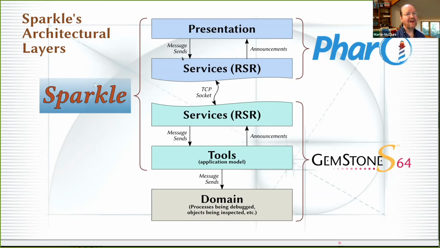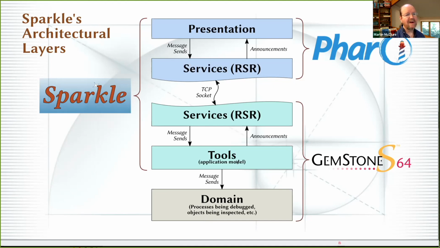So the presentation layer talks to the services layer. The services layer is RSR services, and they are split across the Pharo 9 and the GemStone server, but they're considered a single layer in the architecture because the objects are replicated. And then that talks to the tools layer. And the tools layer is sort of what you might consider the application model in some other layering schemes. And the tools layer is the interface to the domain objects. And the domain objects are the underlying standard GemStone 64 stuff, processes, objects that you're inspecting, that kind of thing for development tools.